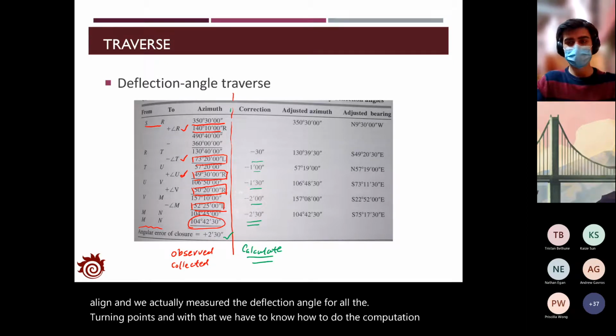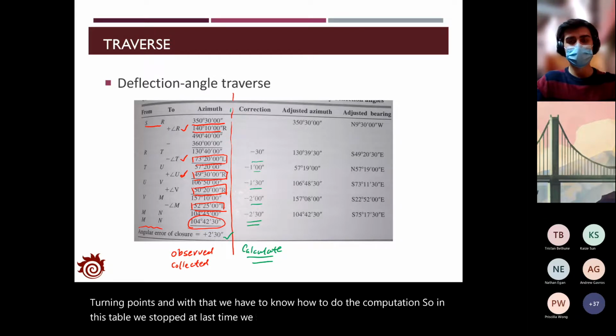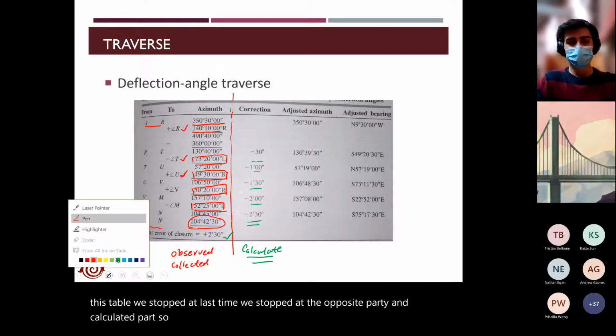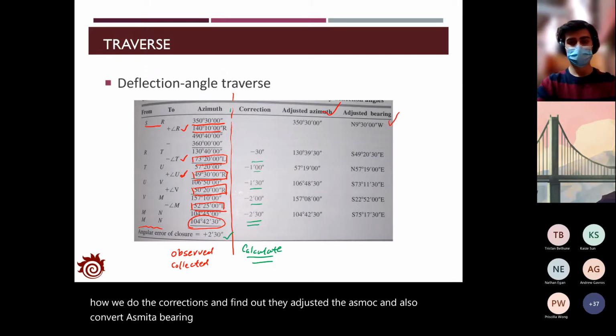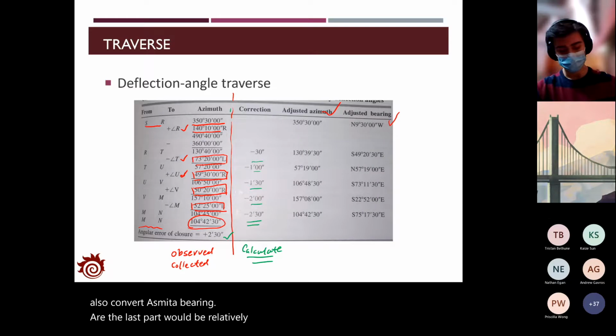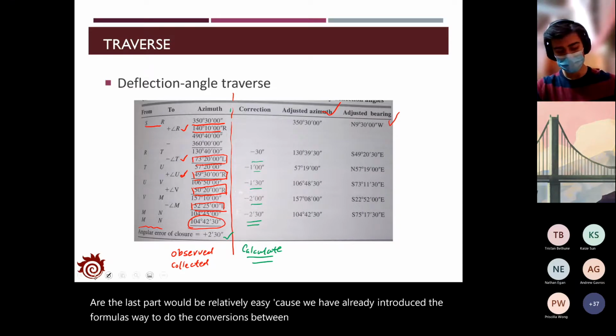So in this table, we stopped at last time. We stopped at the observed part and the calculated part. So starting from that point, we're going to introduce how we're going to do the calculation, how we can find out the errors, how we do the corrections, and find out the adjusted azimuths, and also convert the azimuths to bearing. The last part would be relatively easy because we have already introduced the formulas for you to do the conversions between azimuth and bearing.